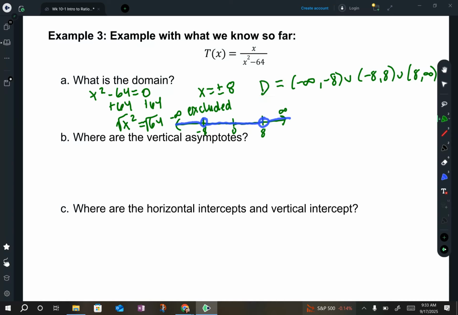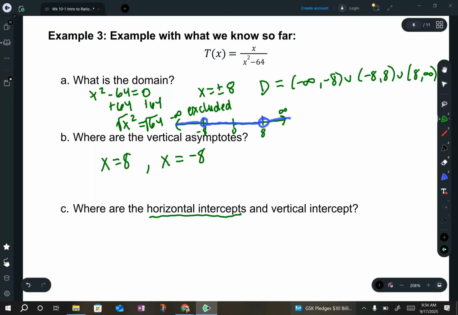And what are my vertical asymptotes? Again, remember, you are kind of given that answer when you find those values excluded from the domain. These are vertical lines, x equals 8 and x equals negative 8. What are the horizontal intercepts and the vertical intercept? We should have a little parentheses there, since there's not necessarily more than one horizontal intercept.